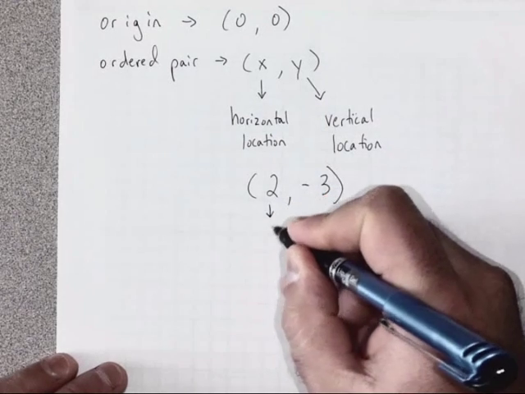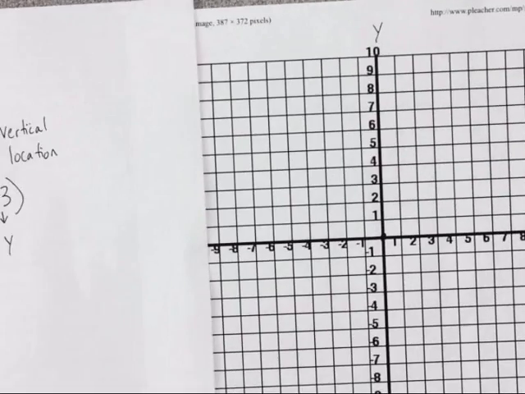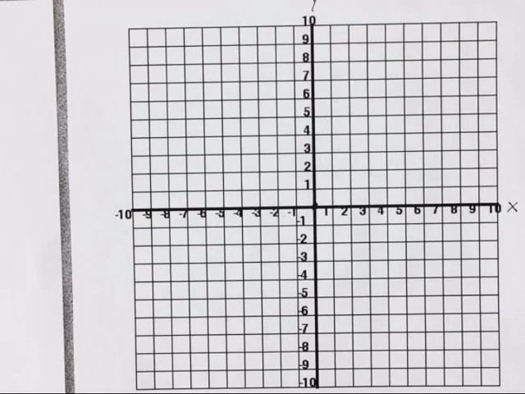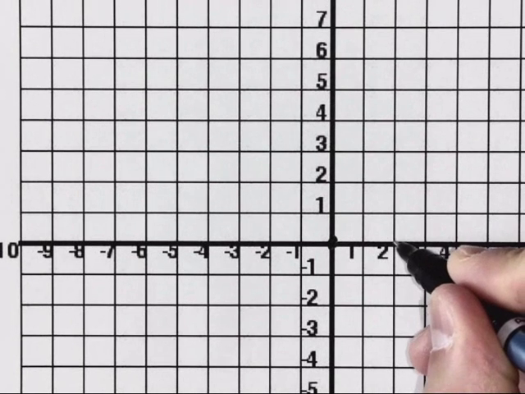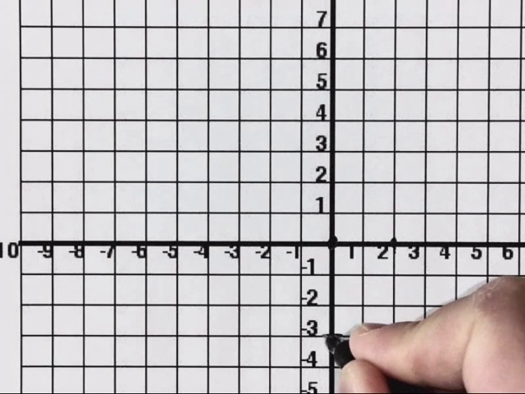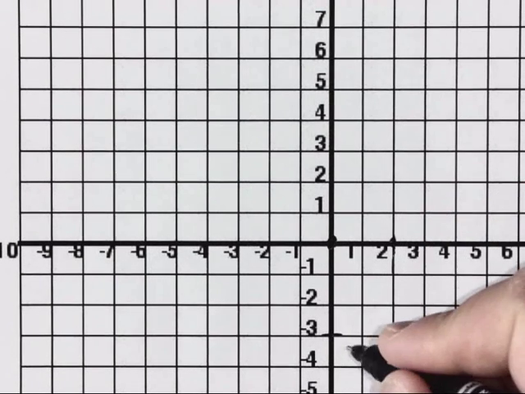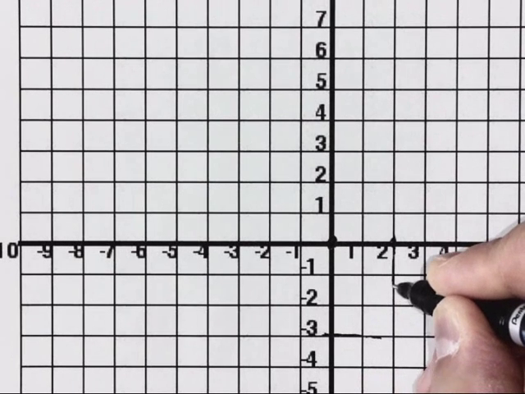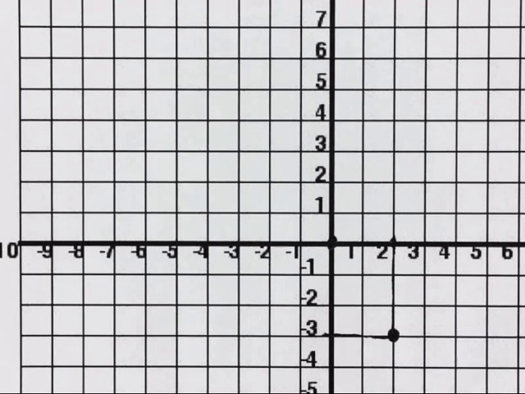So the first number, once again, tells us the x-coordinate, and the second number tells us the y-coordinate. So let's start with the x. We know that we're looking for 2 on the x-axis. So here is 2 on the x-axis. And then we're looking for negative 3 on the y-axis, and the y-axis is the vertical one, so we find negative 3. And then essentially we go down from the x-axis at 2, and we go over from the y-axis at negative 3, and where those two come together is where the point is going to lie. So that's our point in the coordinate plane.